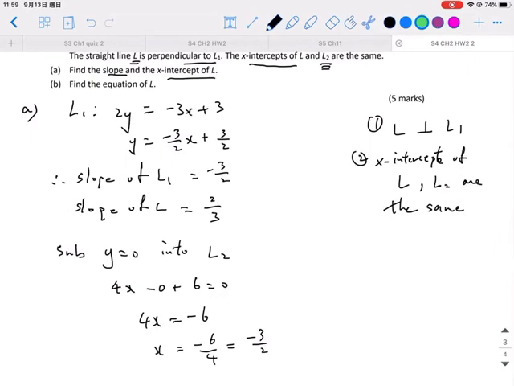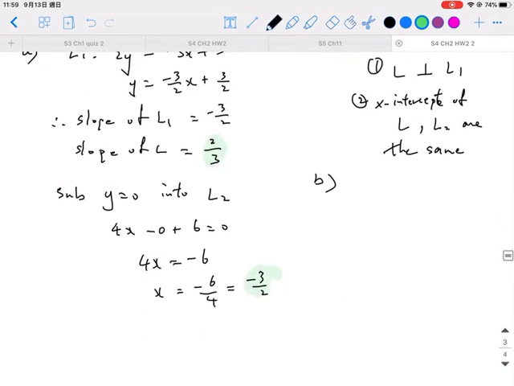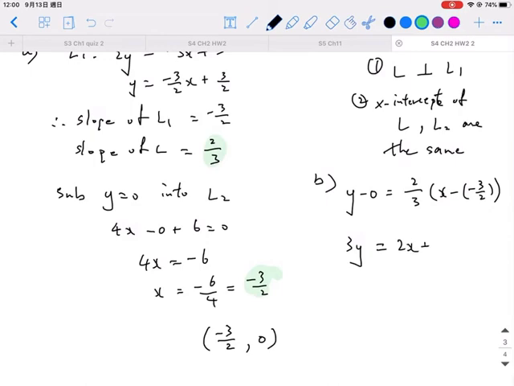And part B, find the equation of L. As I have a slope of L and a point, as the x-intercept is -3/2, that means it passes through -3/2 and 0. So I can choose y minus 0 equal to 2/3 times x minus -3/2. I just multiply 3 to the left hand side and I will get 3y equal to 2x plus 3. Change to general form, that means 2x minus 3y plus 3 equal to 0.